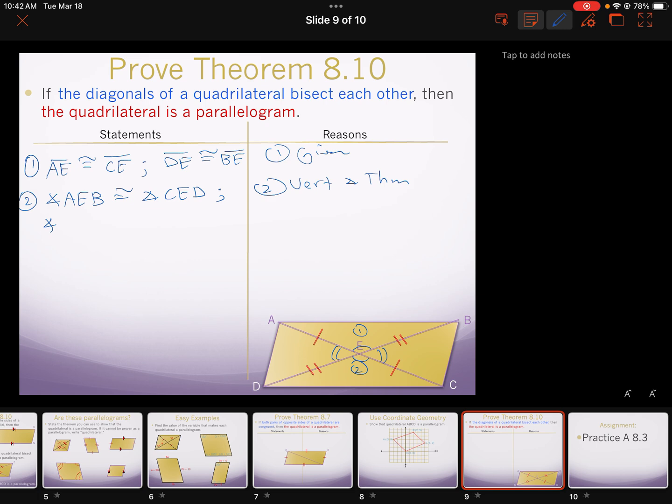So I'm going to say angle AED is congruent to angle CEB. So I can now just say that triangle 1 and triangle 2 are congruent, except I'm going to name them using 3 letters. So triangle AEB is congruent to triangle CED by side angle side.